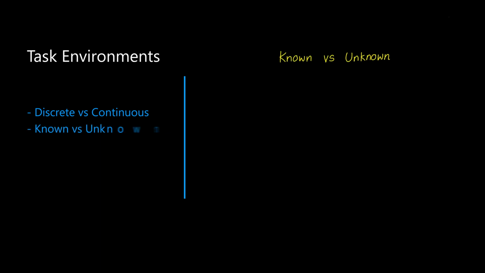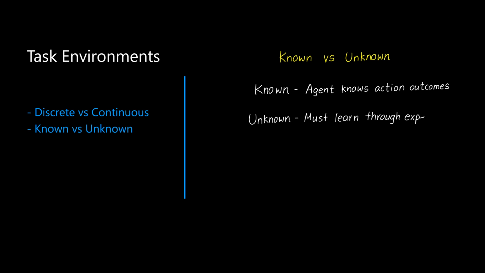Known versus unknown refers to whether the agent understands the environment's rules. A known environment means the agent knows the outcomes of its actions. Unknown means it must learn through experience. This isn't about observability, it's about understanding how the world works.